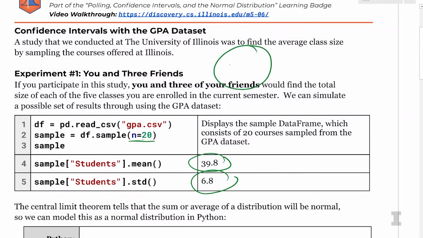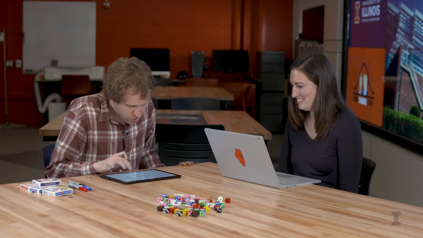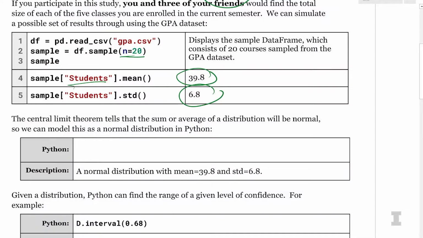And my understanding is confidence intervals tell us, if we have a population, here's a population of all UIUC courses, I am able to sample 20 of those courses from here, and we're able to talk about whether or not we think that the total number of students in the course of all UIUC courses is around 39.8, the mean of our sample. Yes. So the central limit theorem tells us that for a sum or an average of a distribution, the normal curve can be used.